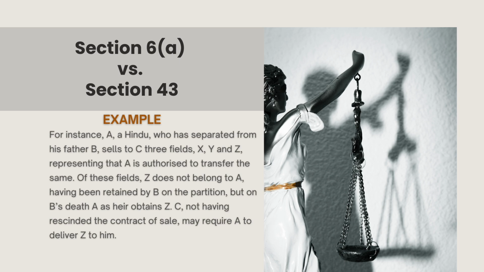For instance, a Hindu A who has separated from his father B sells to C three fields X, Y, and Z, representing that A is authorized to transfer the same. Of these fields, Z does not belong to A, it having been retained by B in partition. But on B's dying, A as heir obtains Z. C, not having rescinded the contract of sale, may require A to deliver Z to him.